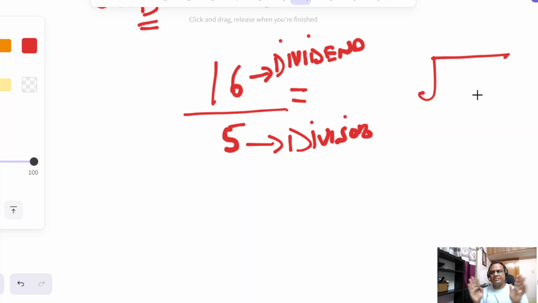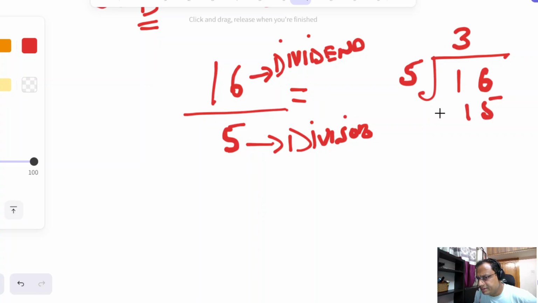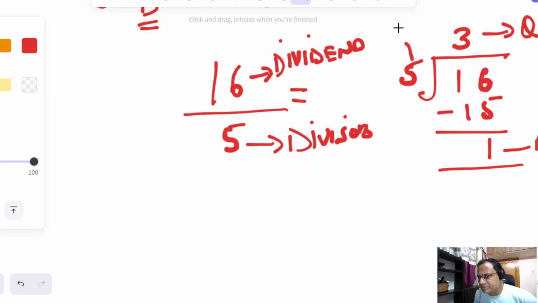I will also take a small class after this video to explain how we do the division and multiplication for the lower grades. So if we take 16 here, and we have 5 here, we just divide it. 5 times 3 is 15. We subtract, and we get 1 as the remainder. As we already know, this is the quotient, this is the remainder, and this was the divisor.